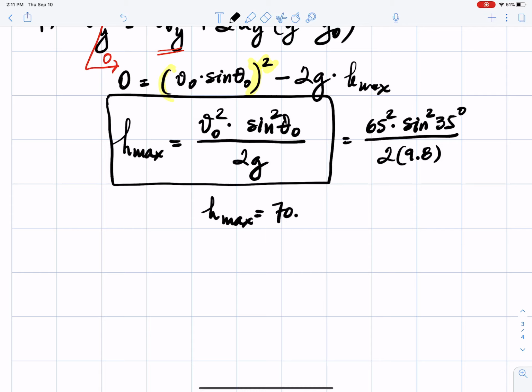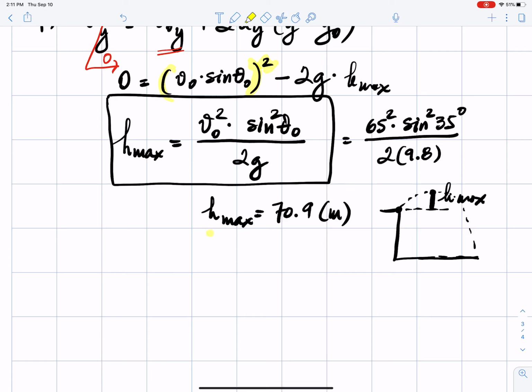So in other words, from the point of launching the object to the maximum point, so from this point right here to the maximum point, this distance right here is your h max.